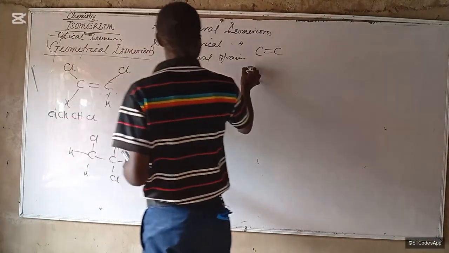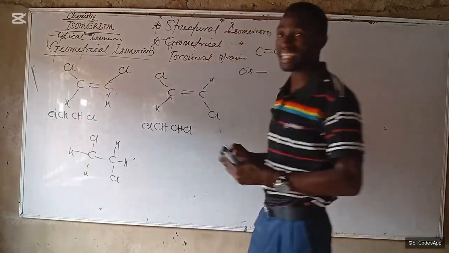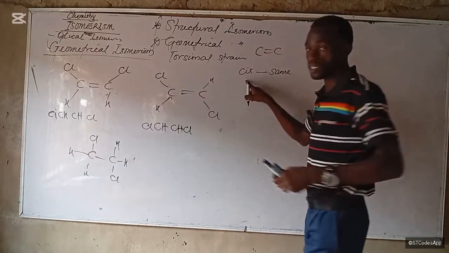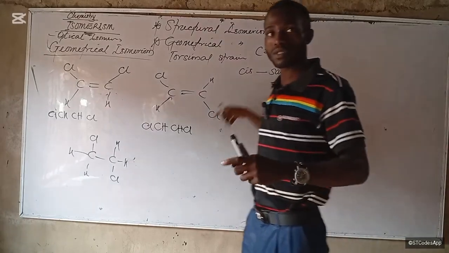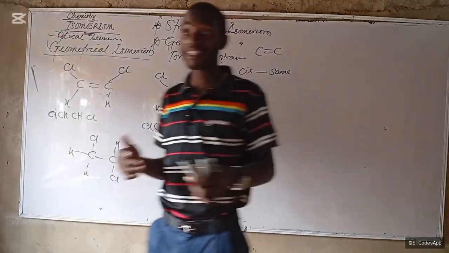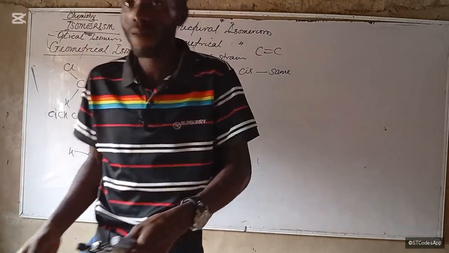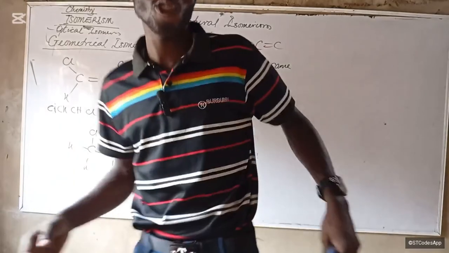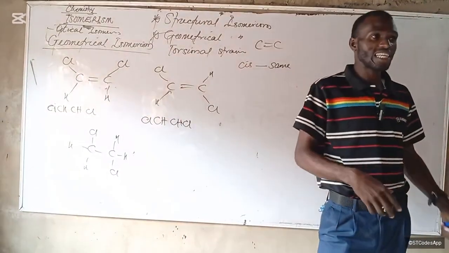So cis is a Latin word for same. Cis is a Latin word for what? Well, was it in your class I was talking about cisgender? Yes. So cisgender means the same gender. Is that okay? And transgender means what? Someone that switched gender.